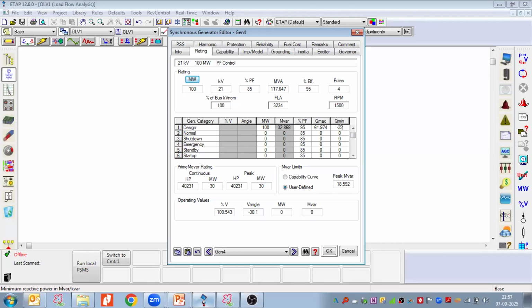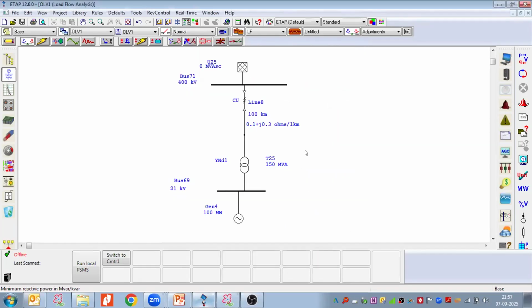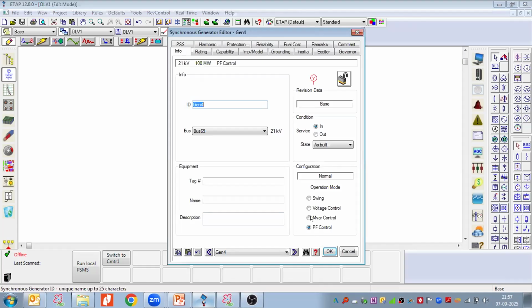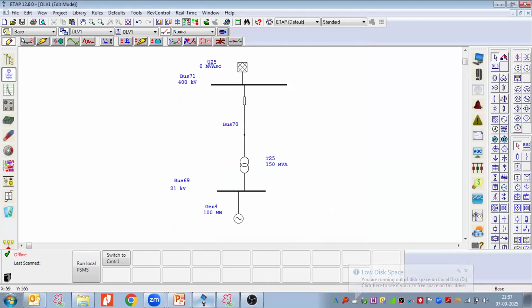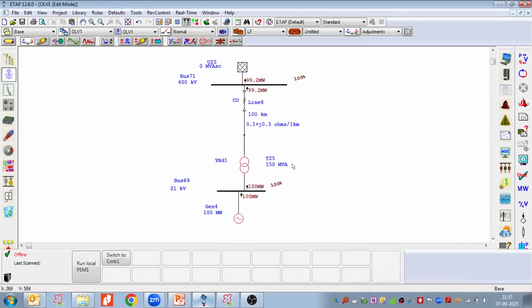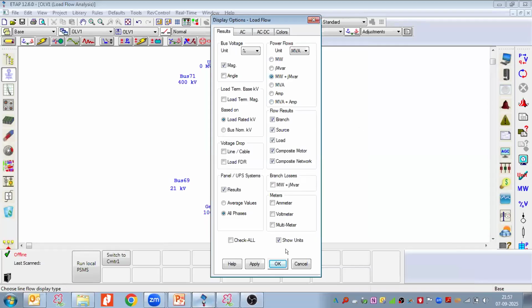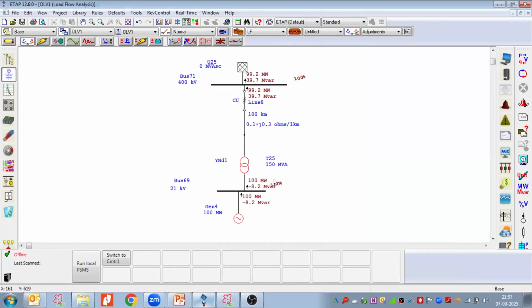Minus 32.868, or whatever value, we have to put over here, and then click on OK, and then again run the load flow. I need to select voltage control mode again, and the rating that we have mentioned over here. Run the load flow. Then we can see the megawatt and MVAR as well, both the active and reactive power.